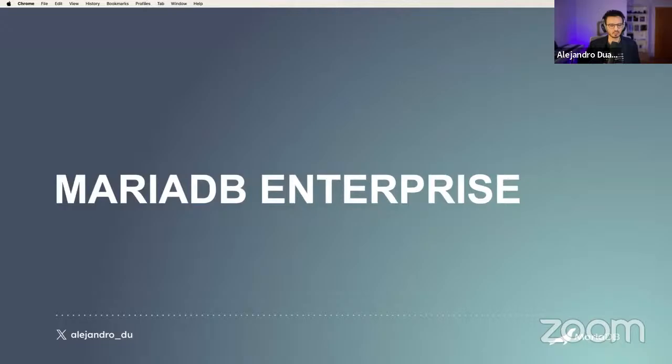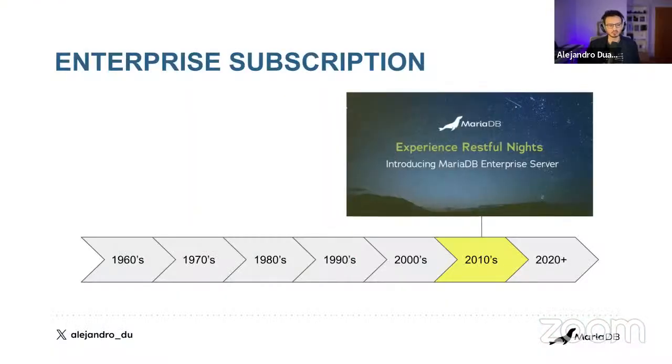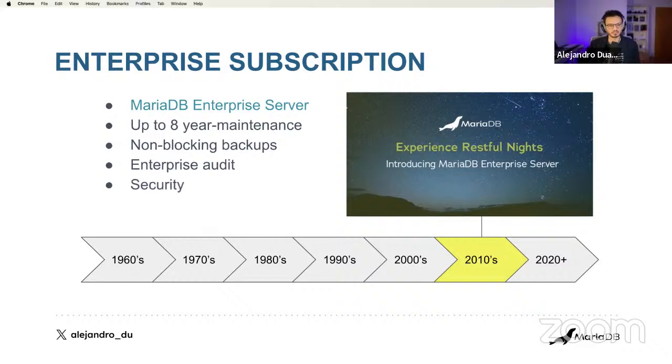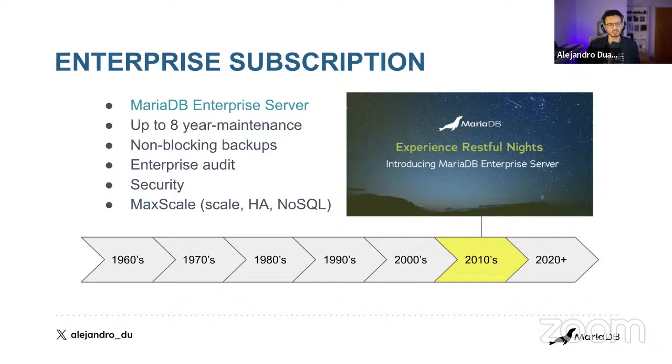Let me just say something about this, which is I call it enterprise subscription, which is what you should use if you are using MariaDB and want to go to production. And this is very marketing stuff. Experience restful nights, but the message here is that the database is going to be available all the time. It includes something called the MariaDB Enterprise Server that has a wider maintenance window. Compared to the community server, it has features such as non-blocking backups, so you can take a backup from the production database without stopping, for example, your DronaHQ application. It has enterprise audit if you have to comply with certifications and these kind of things. Same with security, and this one, MaxScale, which is super cool.